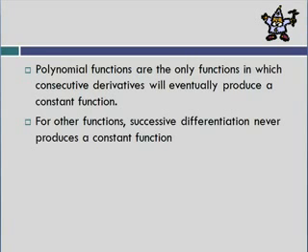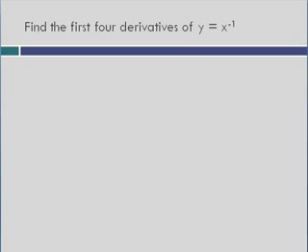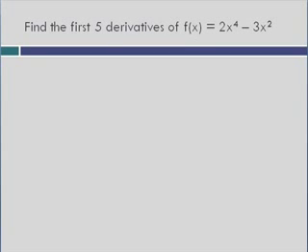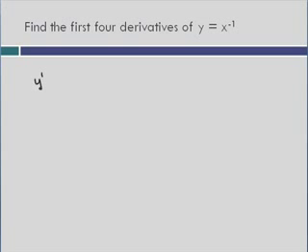Okay, so let's try that then. So let's go to this screen. Find the first 4 derivatives of y is equal to x to the negative 1. All right, so our first derivative. Here we go. So the first 4 derivatives of y equals x to the negative 1.